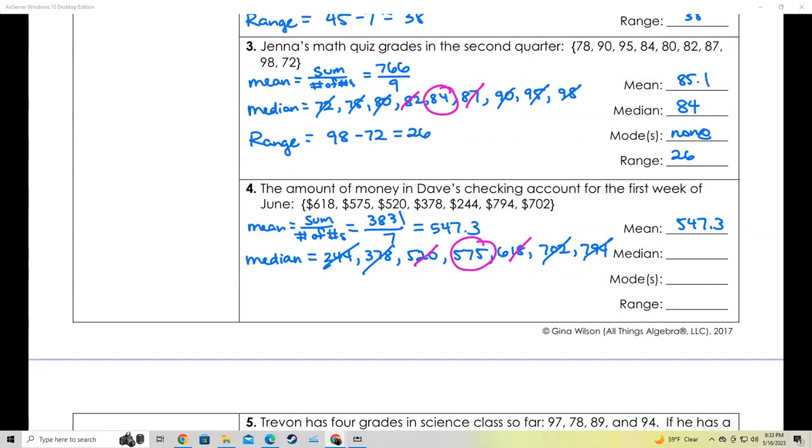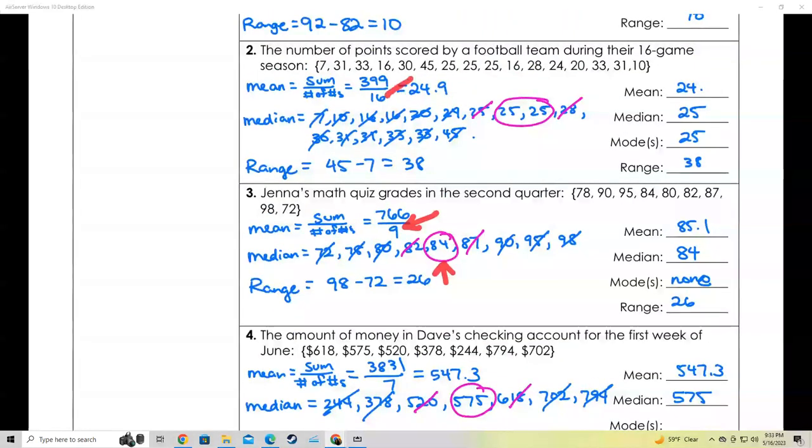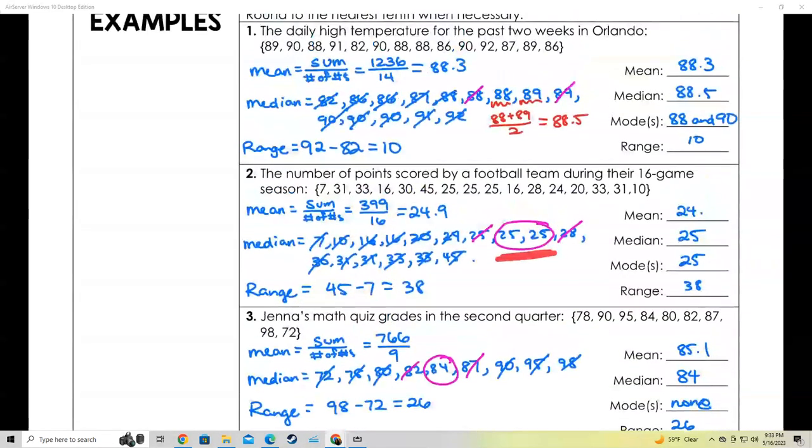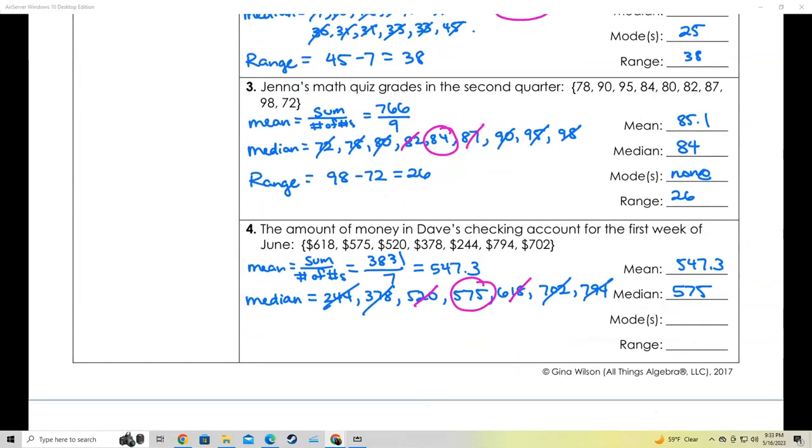By the way, guys, if you have an odd number of numbers, like in this case, there are 7 numbers, then you're going to get a middle number, okay? Like on the previous example, I had an odd number of numbers. I had 9 numbers. Then you're going to get a middle number. If you have an even number of numbers, like in this case, there were 16 numbers, then you're going to have 2 middle numbers. And in the previous case, there were 14 numbers, again an even number of numbers, you're going to end up with 2 middle numbers. So that lets you know whether you're going to have a middle number or whether you have to take the average of the 2 middle numbers. Okay, that's a good check.